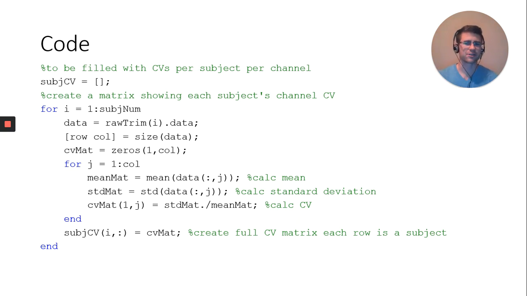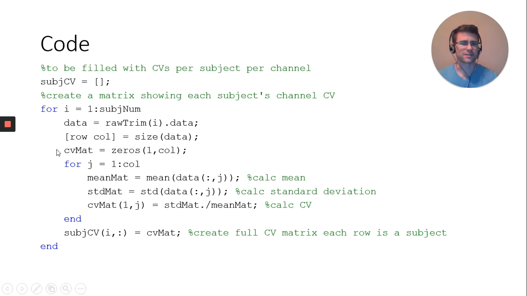The code that will actually calculate the coefficient of variance is this. First, we create an empty variable called subjectCV. Next, we're going to go subject by subject, and we're going to fill this subjectCV in.